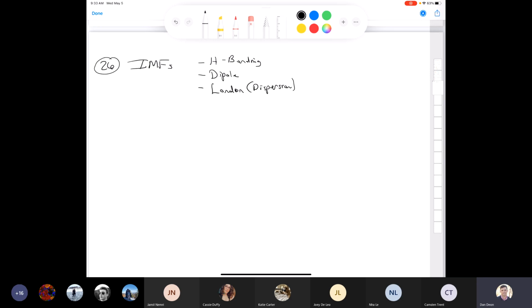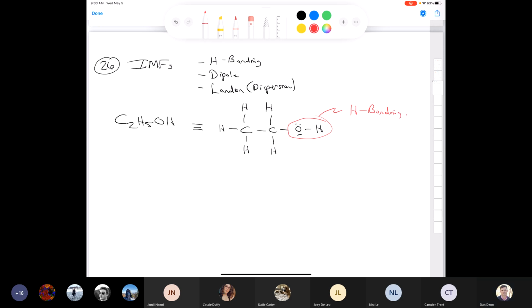It asks us what type of intermolecular forces are present in a sample of ethanol, which is C2H5OH. We can draw the Lewis structure like this for C2H5OH. Since we have an oxygen-hydrogen bond in the molecule, that means that it can participate in hydrogen bonding. Remember that the requirements for hydrogen bonding are to have either an oxygen-hydrogen bond, a nitrogen-hydrogen bond, or a fluorine-hydrogen bond.